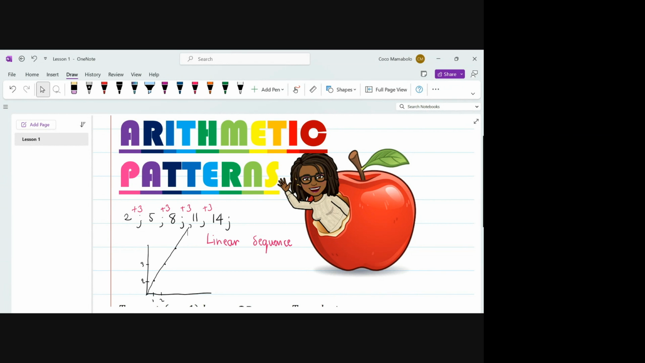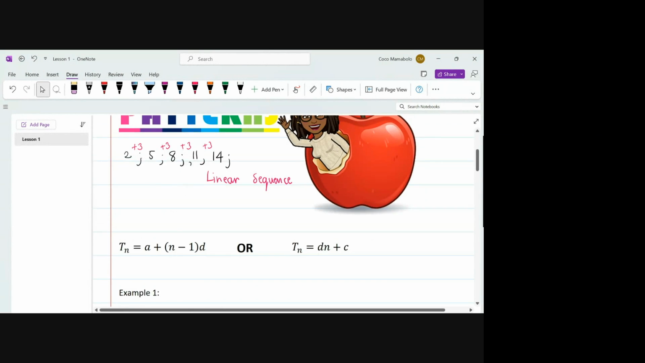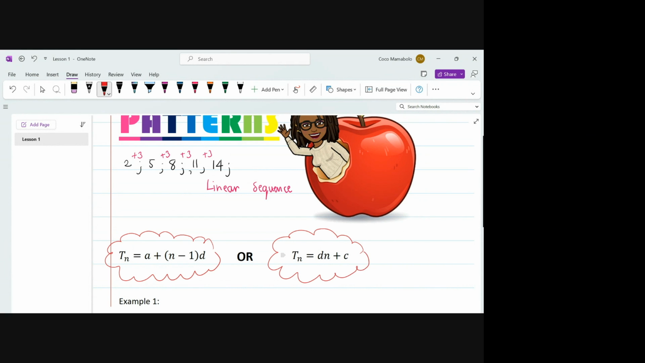So let's start at the beginning. I'm going to show you two new formulas that we're going to learn. They both do the same thing, they just do it in different ways. The first one we're going to look at says Tn equals A plus bracket n minus 1 d. Let's write that down if we're taking notes. Or we could say Tn is equal to dn plus c. Both of these formulas will do the exact same thing for us. So let's go back to this example.